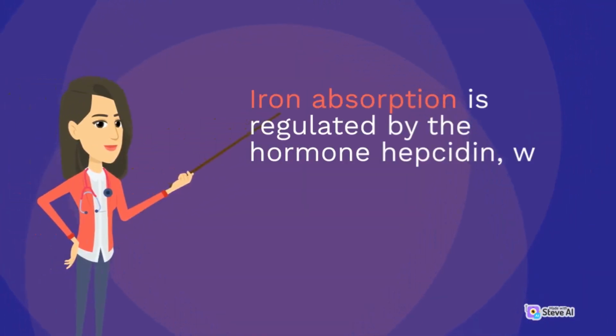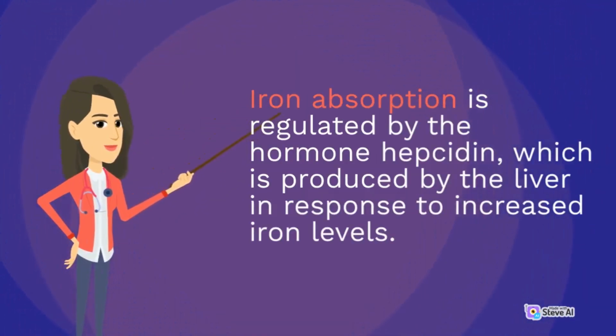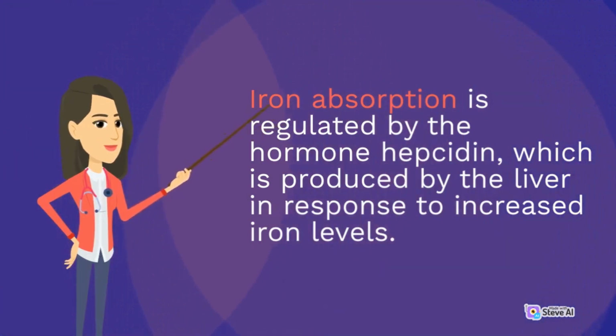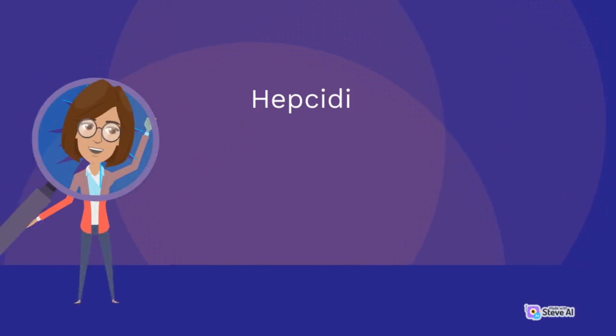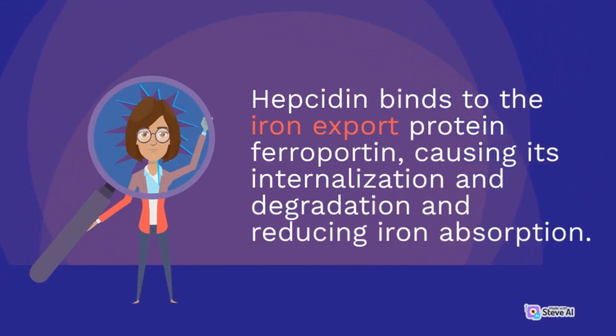Iron absorption is regulated by the hormone hepcidin, which is produced by the liver in response to increased iron levels. Hepcidin binds to the iron export protein ferroportin.